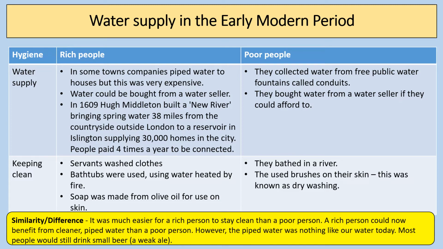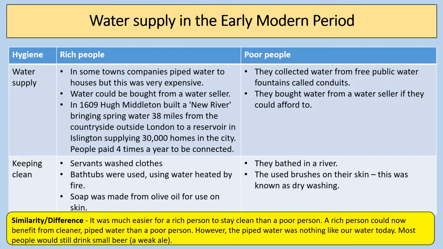If you were poor, you would bathe in a river. So if you had a trade, for example, like if you were involved in the tanning process, or if you were a dyer and you were getting mucky every day, then you would bathe in a river. You would just have a quick dip in the river, probably at the end of the day. They used brushes on their skin, which was known as dry washing. But obviously washing yourself in a dirty river is going to clean you a little bit, but is not going to be the most hygienic thing to do.